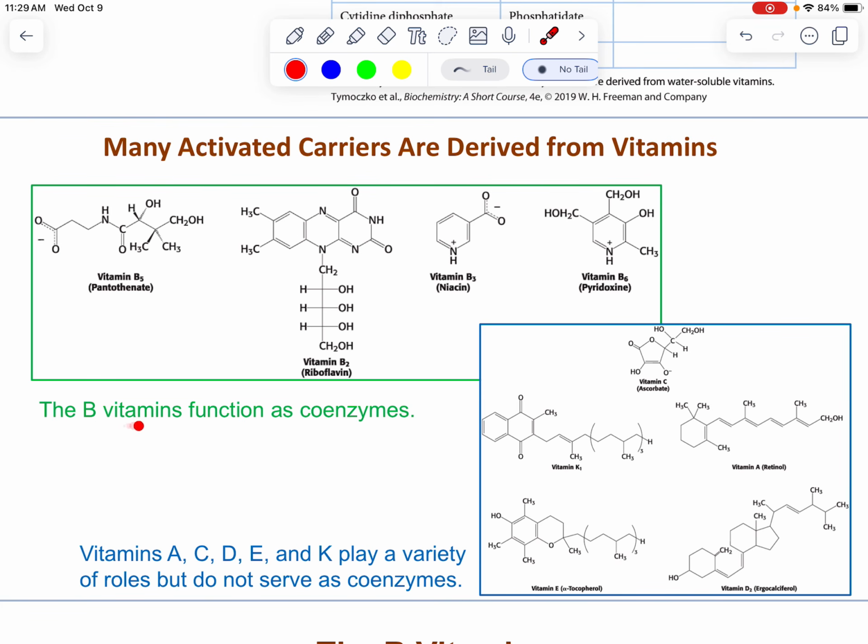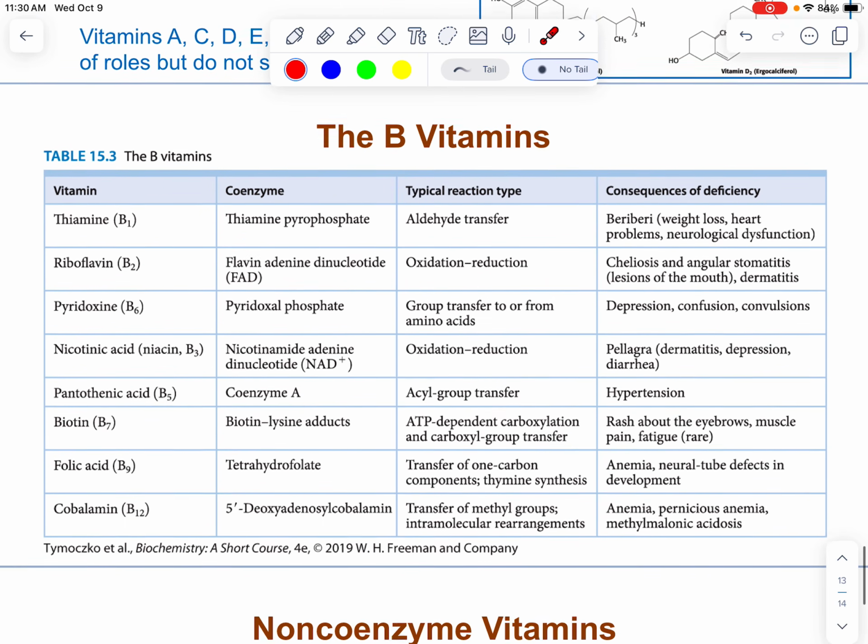These ones in green, the B vitamins, are the ones that are typically included. These other vitamins play a variety of roles, but generally do not serve as coenzymes. And as you look at them, you can see that these tend to have less hydrophilic pieces, right? When you look up here, lots of hydroxides, lots of charged area, and those tend to be the things that get pieced into these coenzymes.